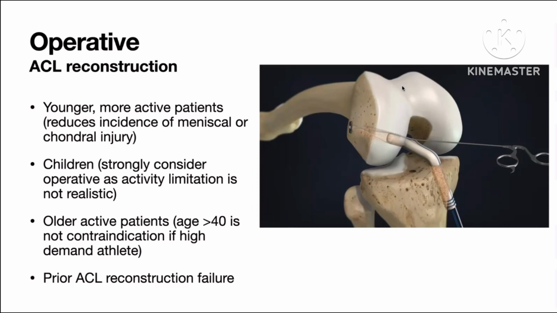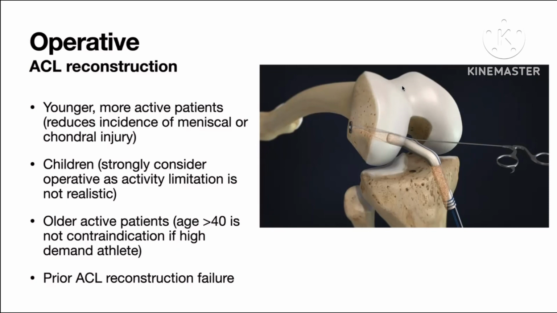Kasi di ba, the MCL is intracapsular. That's why the MCL can heal on its own. Compared to the LCL, which is an extracapsular structure, that's why if you have injury to the LCL and posterolateral corner, you either repair it or you can reconstruct it. So that's the difference. Combined ACL and MCL: allow the MCL to heal and then you do the ACL.